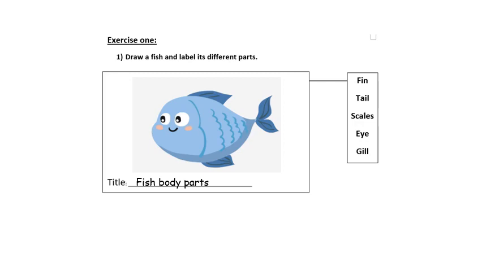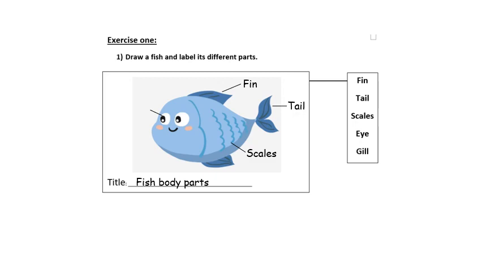I'm sure that you all know that the fish moves in water using its fin, right? And it breathes using its gills. So here we have the fin. You all know that a fish has more than one fin, right? So here is the tail, and here we have the scales.